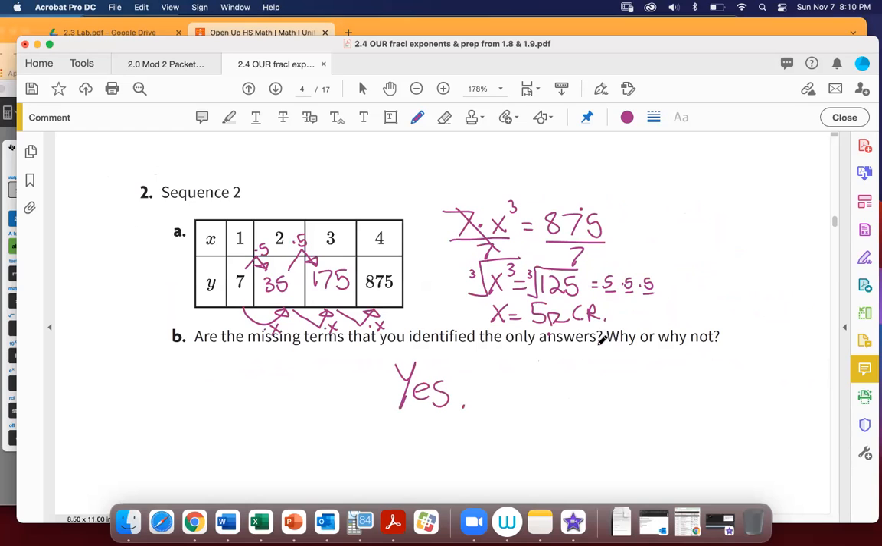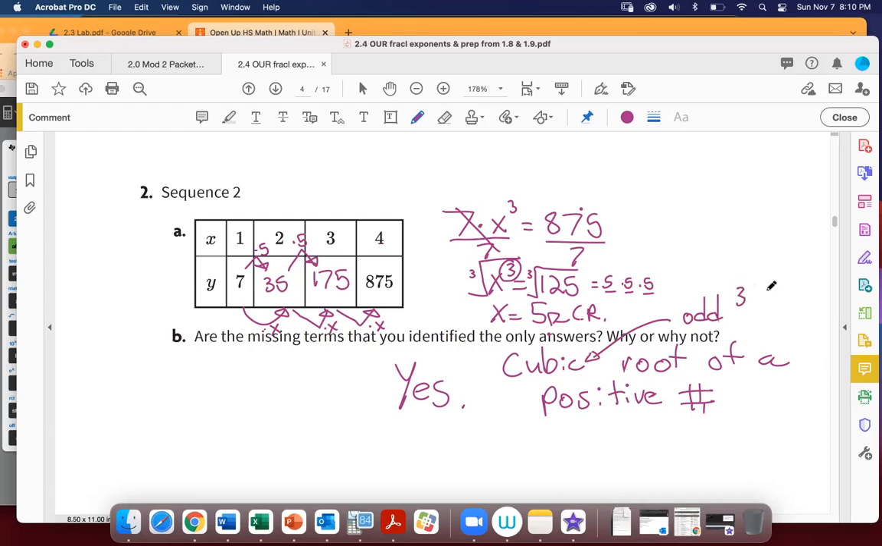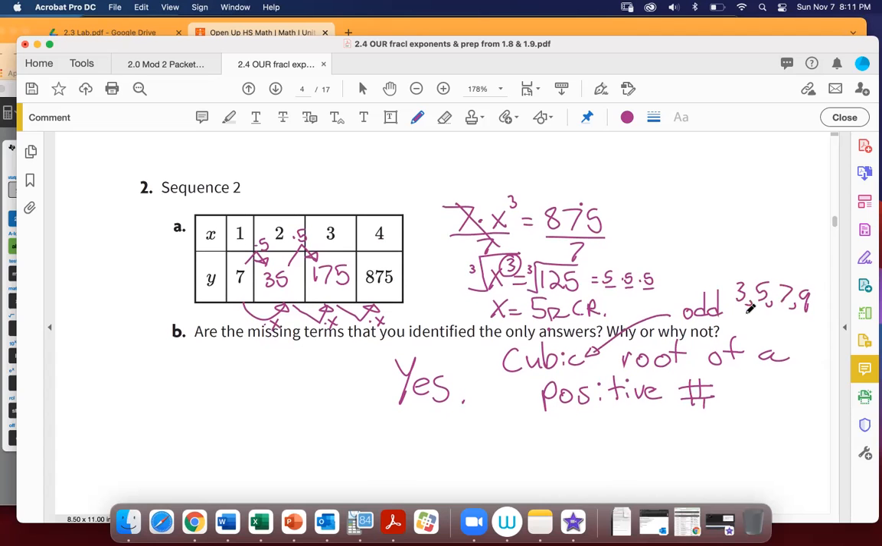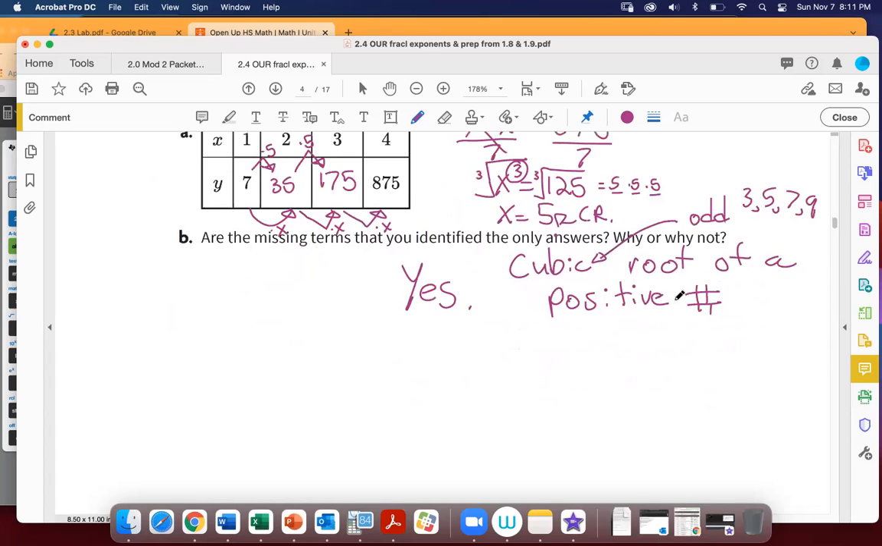Yes. Why is that? Because we're taking a cubic root of a positive number. If it was an even root, we could have two answers, but since this is cubic, it's an odd number, you know, like 3 or 5 or 7 or 9. And since it's a positive number that we're taking that root of, there's only one answer we can end up with.